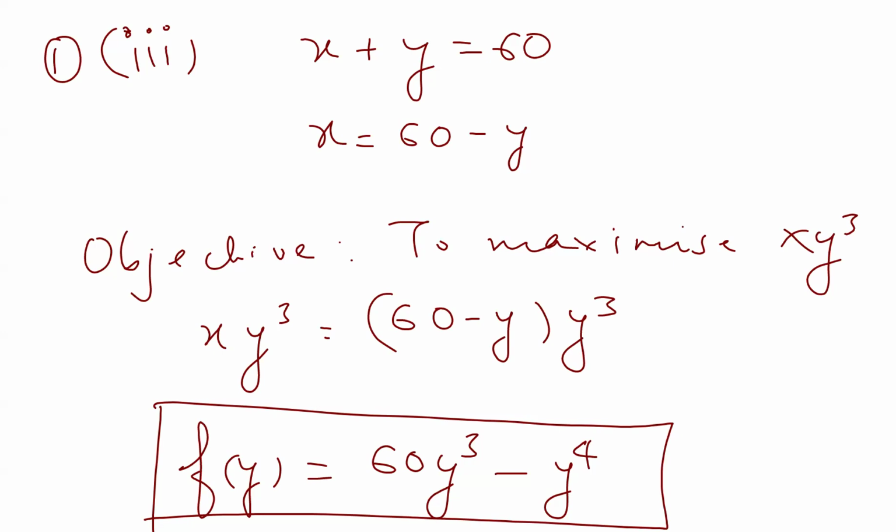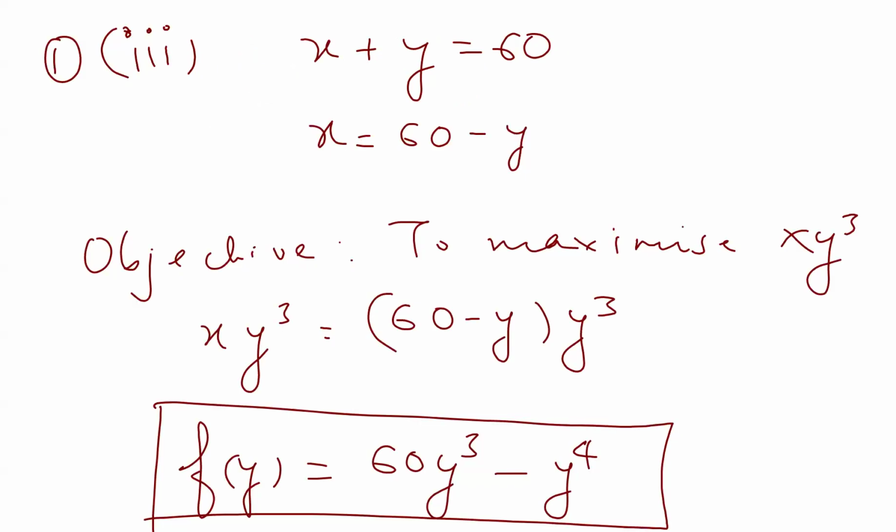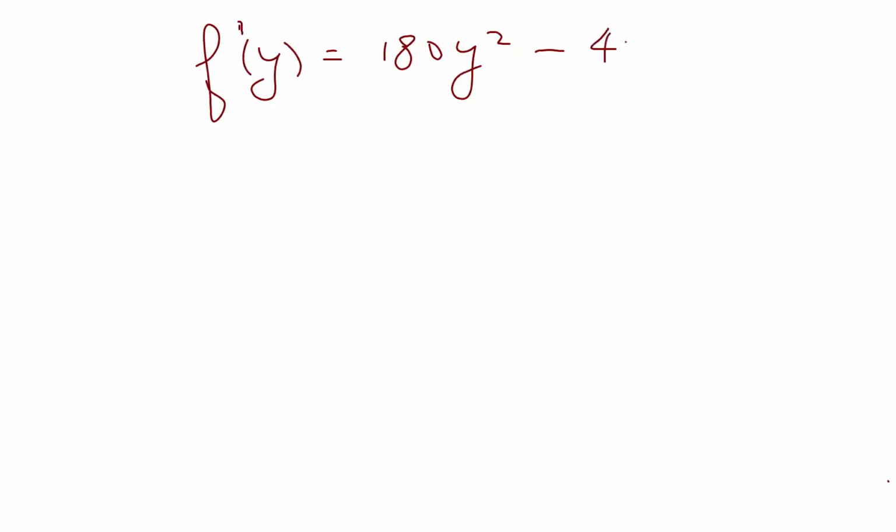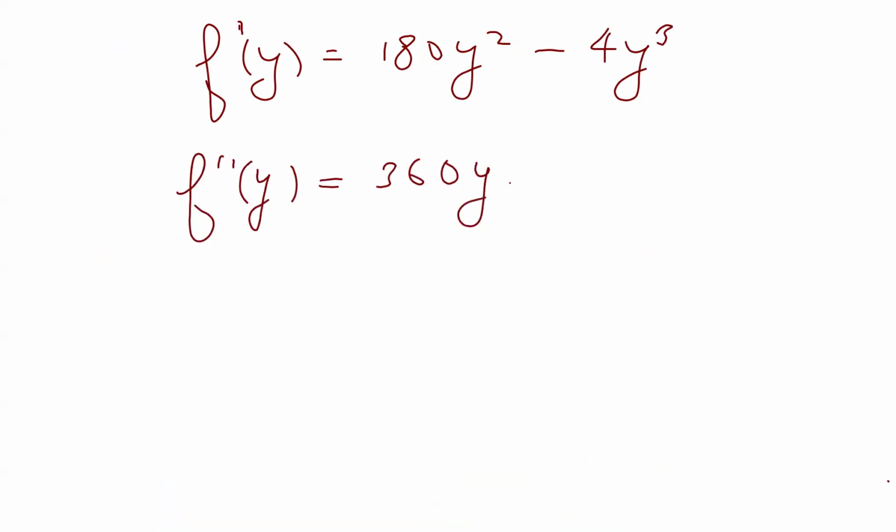Okay. F dash y is 180y square minus 4y cube. Okay. Then f double dash y. 360y minus 12y square.